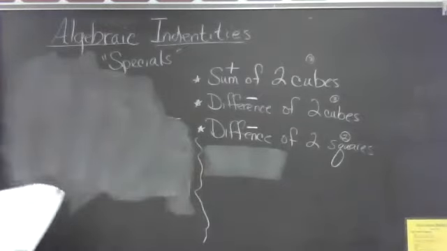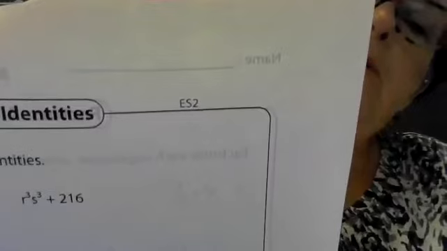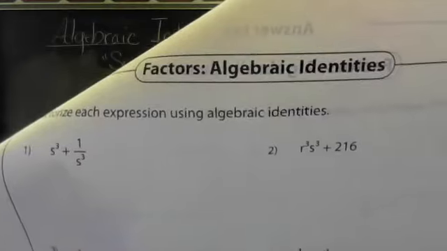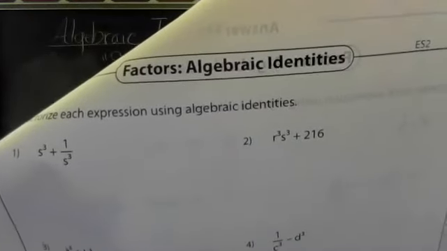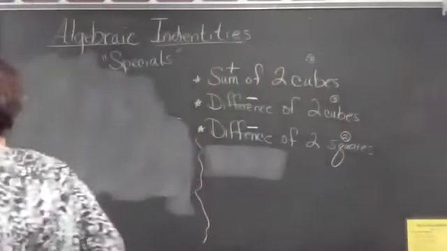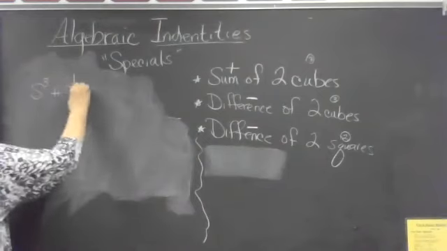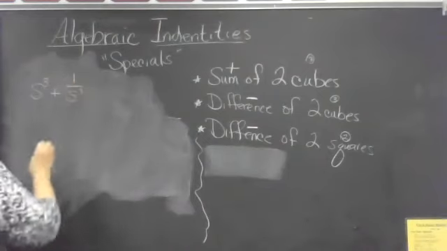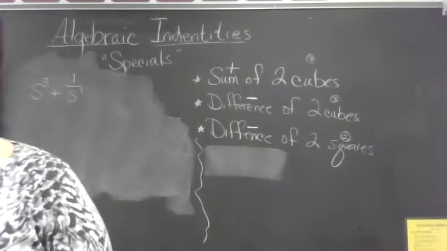Now, this is something that you'll probably want to do very slowly and talk to yourself. This page that I'm on says ES2. I'm going to be doing number 1. It says algebraic identities. Number 1: S cubed plus 1 over S cubed. Okay. And the instructions tell you to factor.